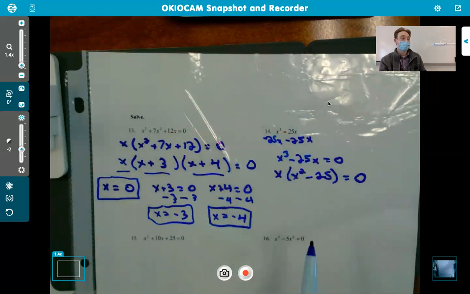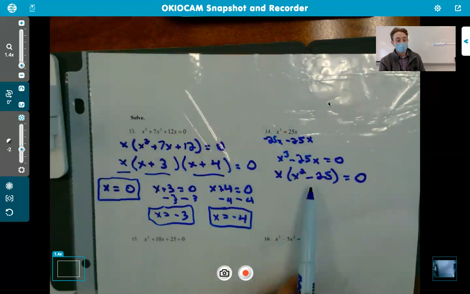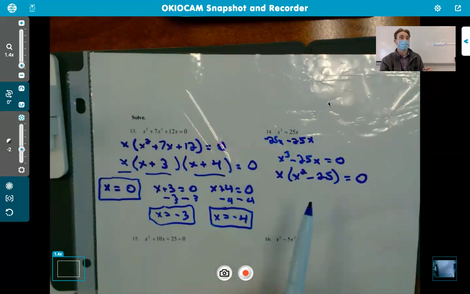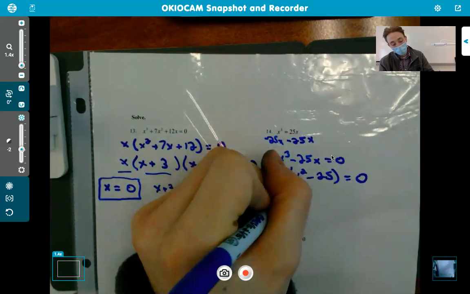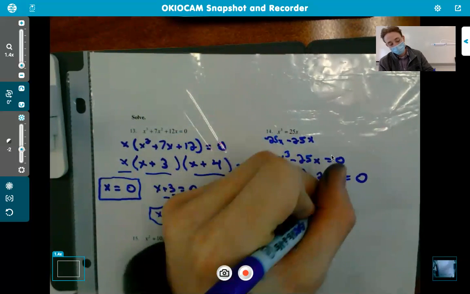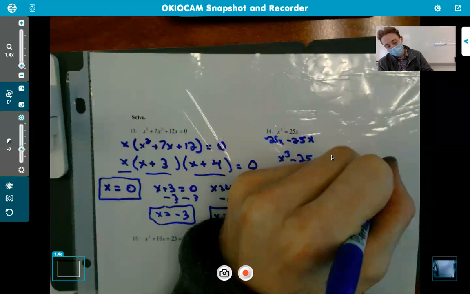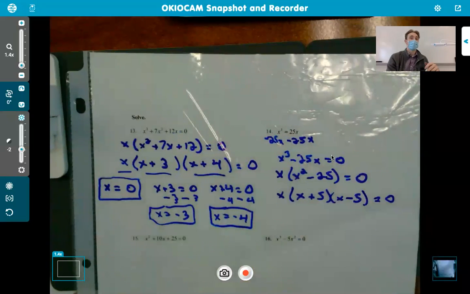Remember, I said if we have two terms, we should always think to do one of two things. Take the GCF, which we actually started out by doing here. And then I'm left with two terms still. A lot of times, if it's like x squared minus 25, x squared minus 9, x squared minus 16, I have positive 3, 4, 5. That's what I can factor to help me find all of my solutions. So I have x plus 5 and x minus 5.